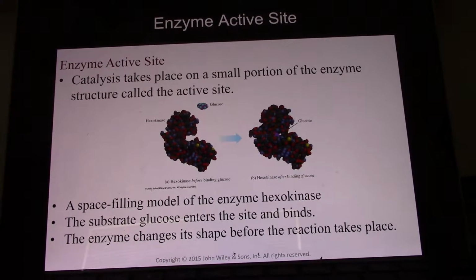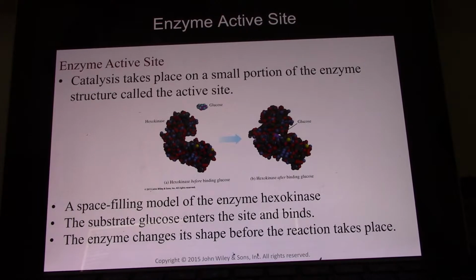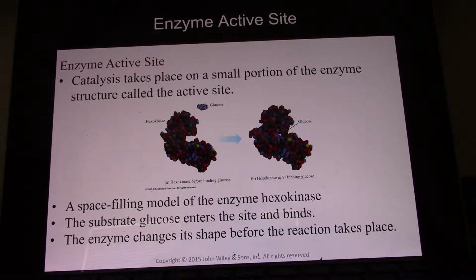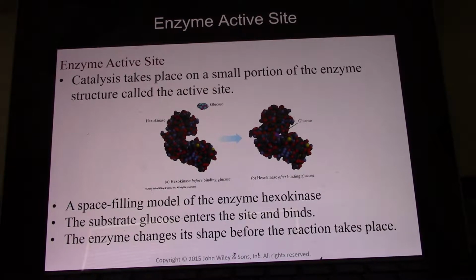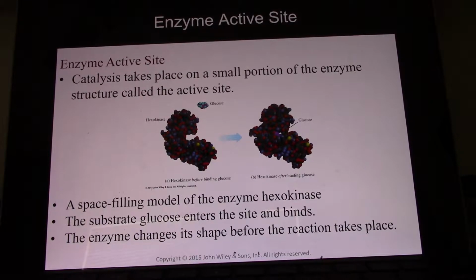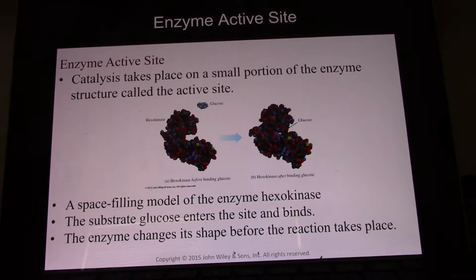The active site. The active site is the part of the enzyme where the actual chemical reaction occurs, and so the substrate binds the active site and then is chemically reacted upon. And here we see a space-filling model for the enzyme hexokinase. The substrate, glucose, enters the site and binds. The enzyme then changes its shape, and we call that the induced fit model.